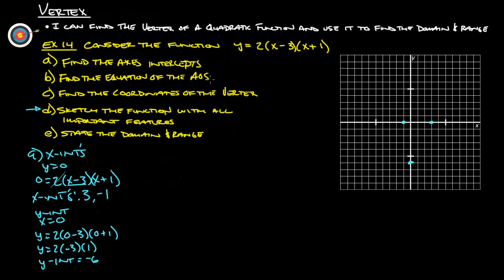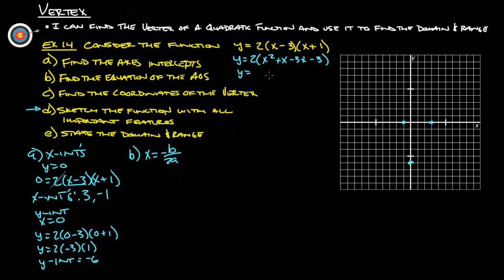B, find the equation of the AOS, axis of symmetry, right? So for B here, that's x equals negative b over 2a. Now, here's the interesting thing. This is not in the form that we can figure this out, so we are going to want to multiply this out. So y equals, let's just FOIL this part first. We got 2 times x is x squared. X times 1 is plus x. Negative 3 times x is minus 3x. And negative 3 times 1 is negative 3.